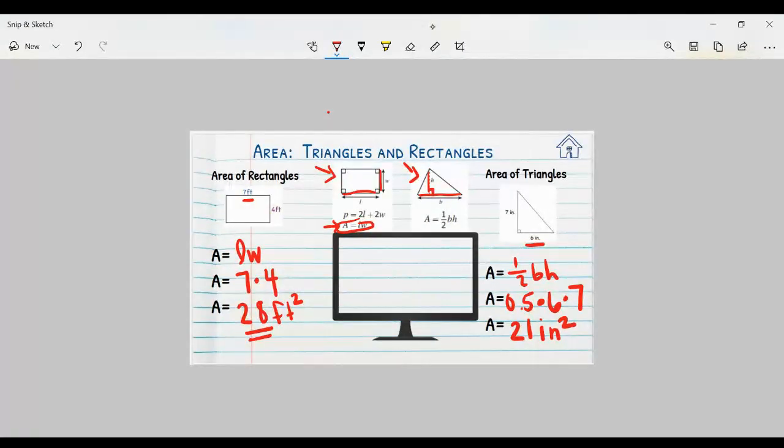Now, if this confuses you, again, you can still use Desmos. You could type in your 0.5 times 6 times 7, and you would still end up getting 21. So always look at your formulas that are given. Remember, area is represented by a capital A, and then all of your parts that you need are labeled. Be very careful when you're looking at triangles. Remember, they are connected by that 90-degree box for your base and your height.